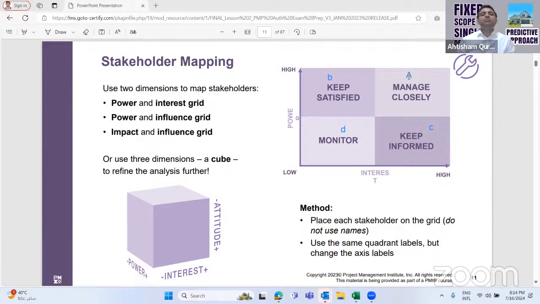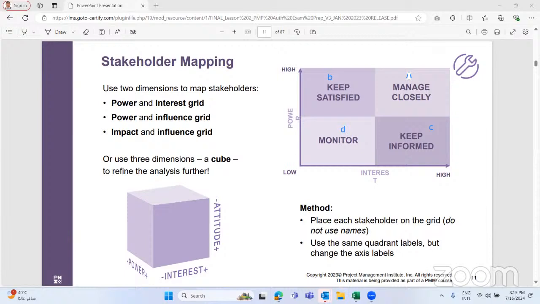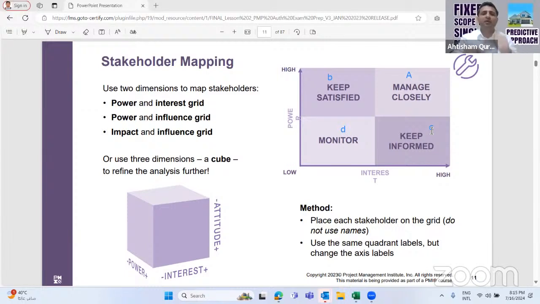But the person D, we don't need to spend much time on this type of stakeholder because they have no power and no interest. We just monitor them, right? Maybe some time of the year or the month or the day, they get interested and then we can get them involved. So we monitor these people that have very little power and little interest. Make sense? Yeah.